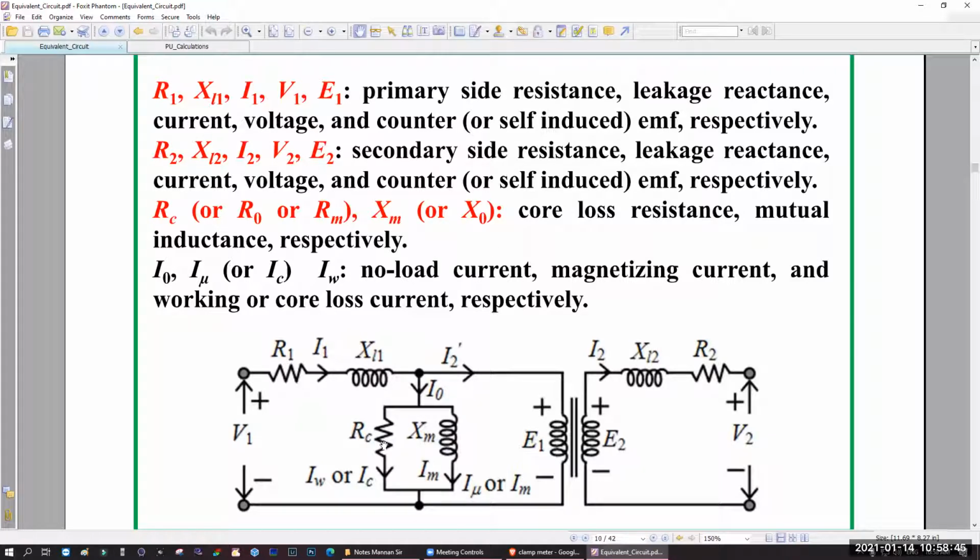RC, or R0, or RM, whatever you say. XM or X0 is called core loss resistance. This one is called mutual impedance. Remember this one, you will hear this a lot of times.